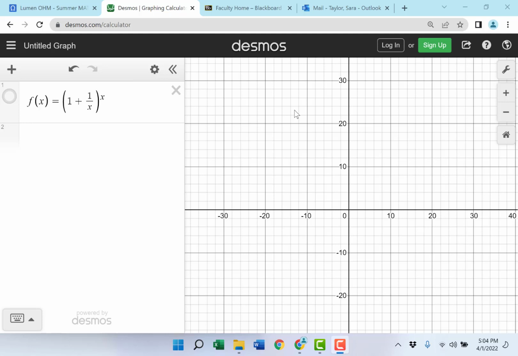This video will show how to create input-output tables in Desmos to explore the left tail and right tail behavior of this function. So I've already defined the function f of x in Desmos. I want to explore first the left tail behavior of this function.